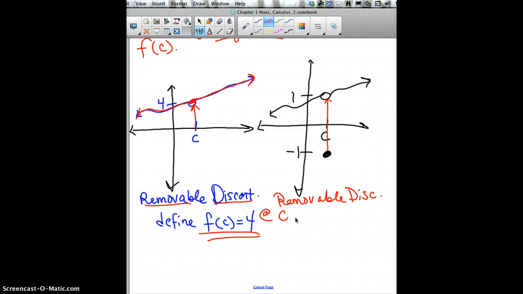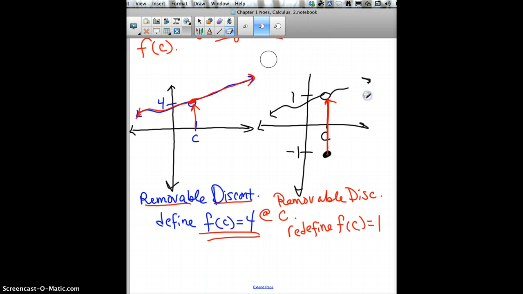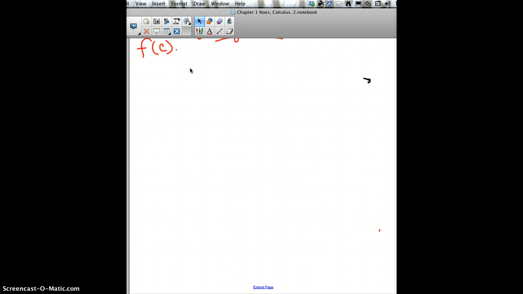I could redefine. This one was never defined, so I could define this as f of c equals 4. This one I could say I'm going to redefine f of c to equal 1. Basically, I'm going to move that dot up and fill in the hole in the ground there so I can move around. Well, what do they look like if they're non-removable discontinuities?